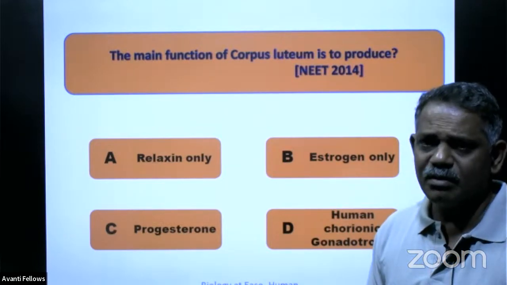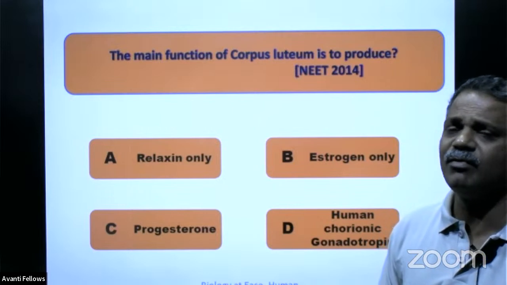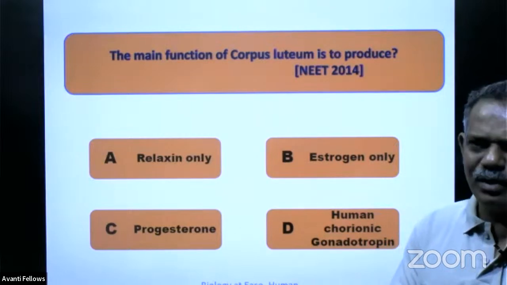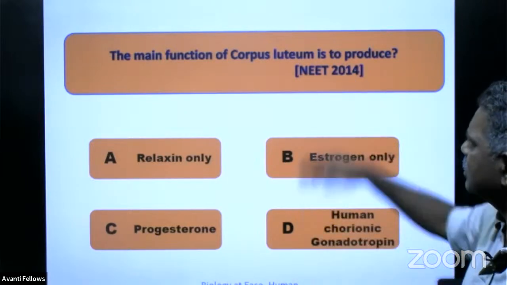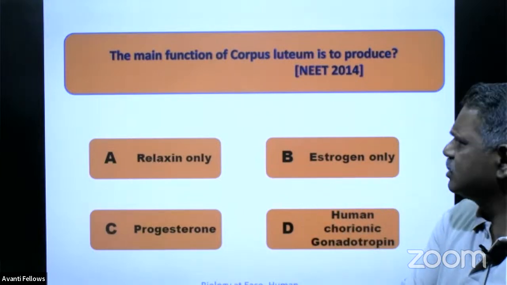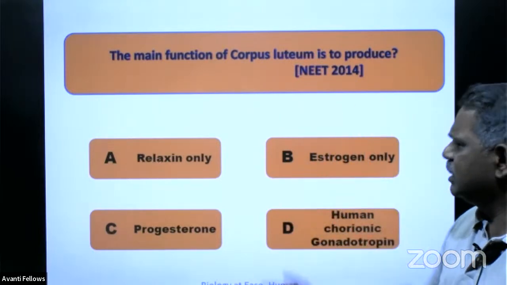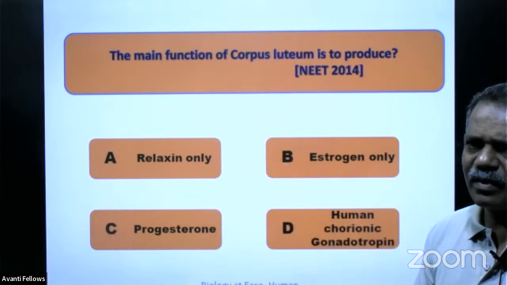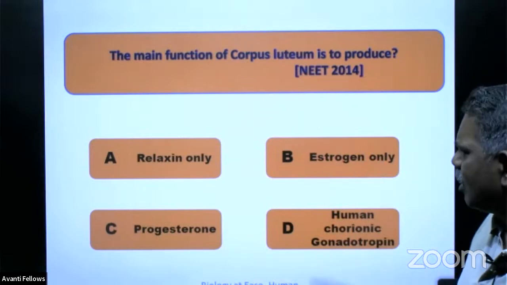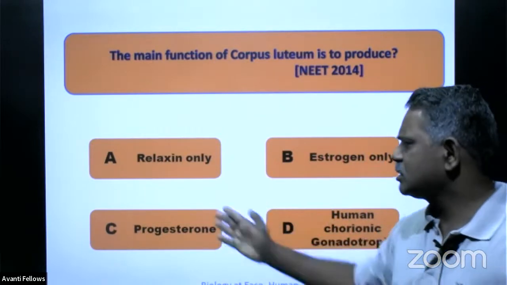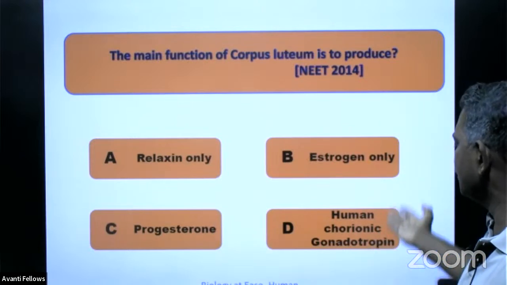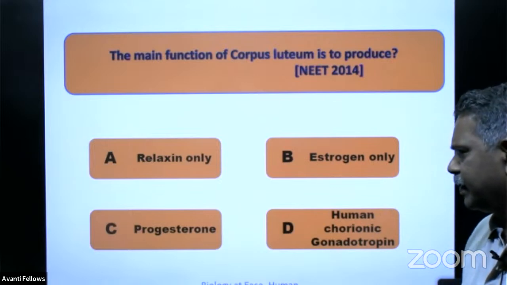Remember, after releasing the ovum from the Graafian follicle, that ruptured Graafian follicle will be converted into a temporary endocrine gland. We call it the corpus luteum, and it secretes a hormone. Which hormone is secreted by the corpus luteum? Is it relaxin hormone, option A? Estrogen hormone, option B? Progesterone hormone, option C? Or the human chorionic gonadotropin hormone?